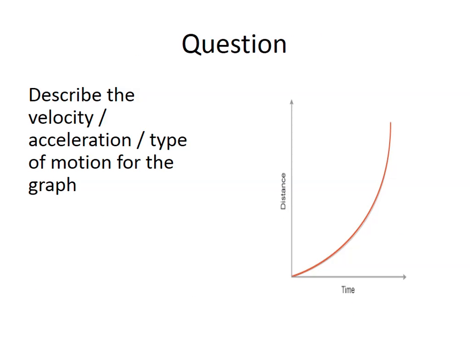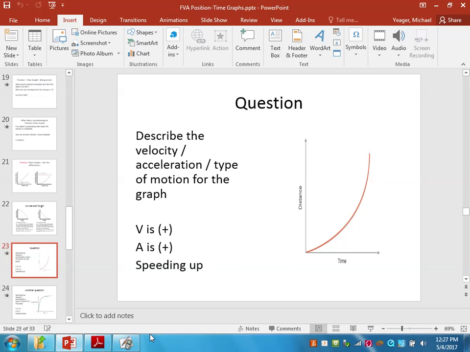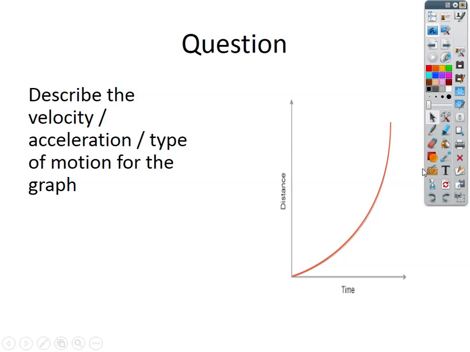Okay? So if we describe the velocity, acceleration, and type of motion for this graph, all right? I want my pen again. There we are. Oh, you already saw the answers. Dang it. Well, we'll do it anyway.